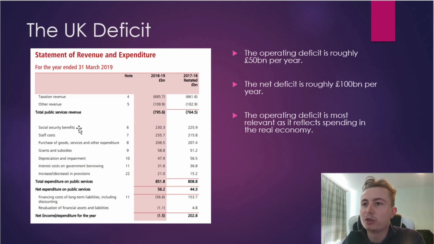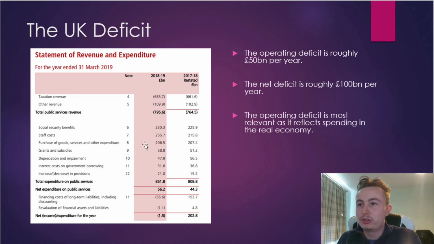We've got social security benefits. I'm not quite sure exactly what that'll be, so I'll have to look into that a bit more. But we've got staff costs here. We know that that's going to be essentially the cost of the salaries of people that work for the government, whether they're teachers or nurses or doctors, council workers, all these sorts of people who are on the government books, police, firemen, and many other public services.